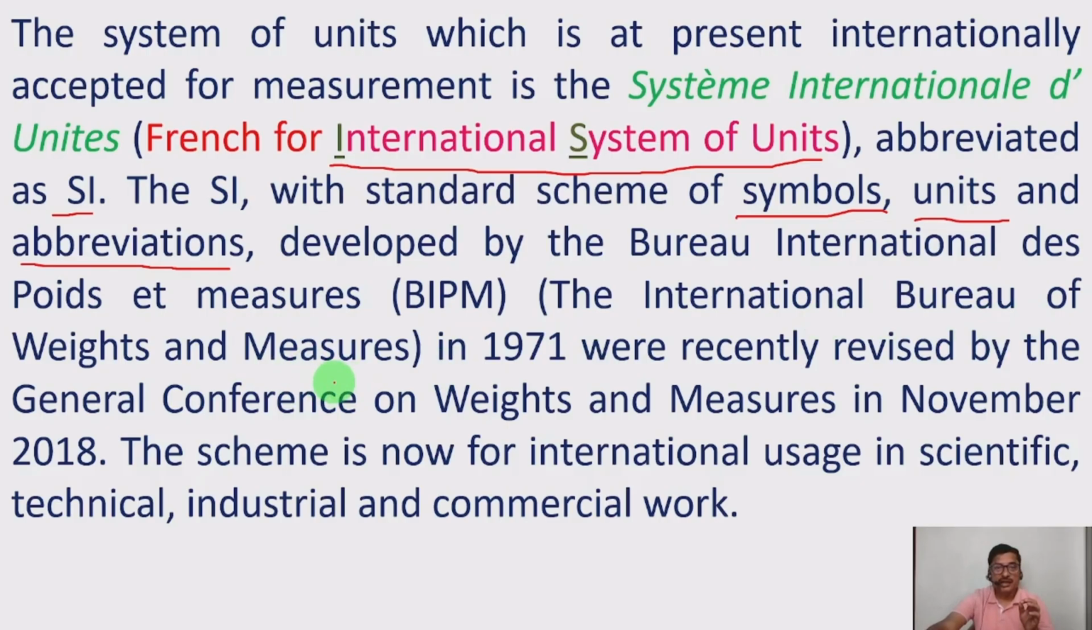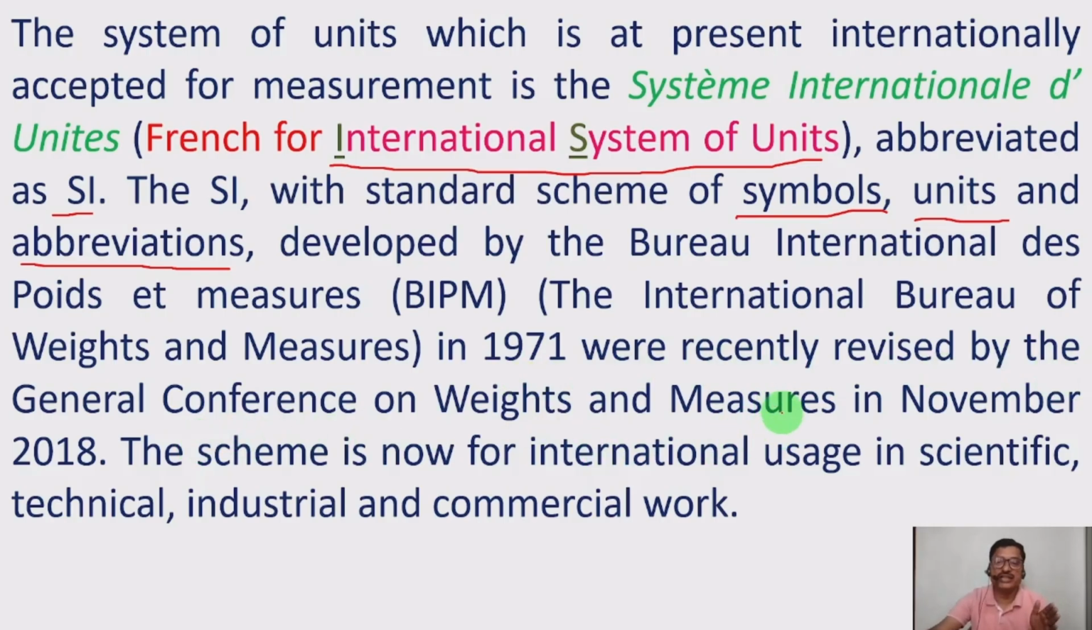This BIPM head office is in France, and it conducts regular meetings. Any revisions and variations in the standards will all be discussed, set, and implemented throughout the world. About 64 countries are members of this. The members develop the system, and throughout the world it is accepted and used. It was developed in 1971 and recently revised by the General Conference on Weights and Measures.